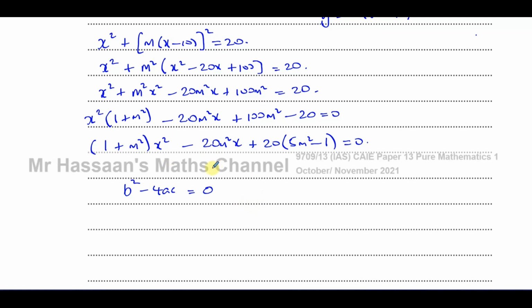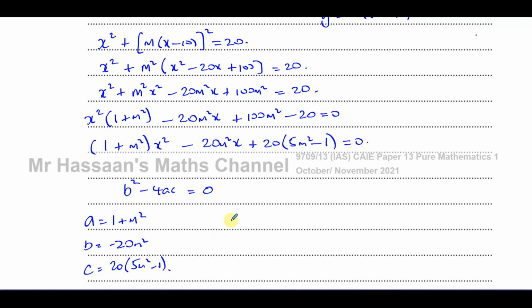When you equate there, or substitute one equation into the other, the discriminant has to equal 0. Why? Because it's a tangent to the circle. There's only one place where it's going to intersect, it's going to touch. So here a is 1 plus m squared, b is minus 20m squared, and c is 20 times 5m squared minus 1.